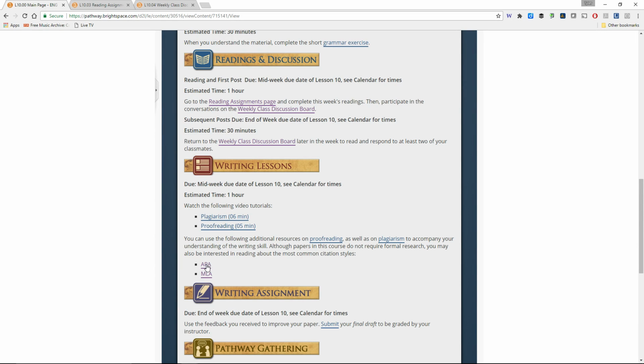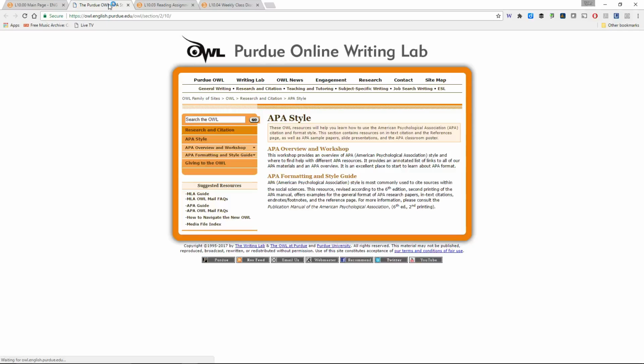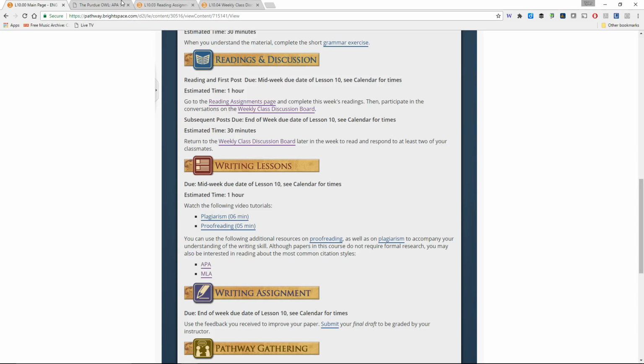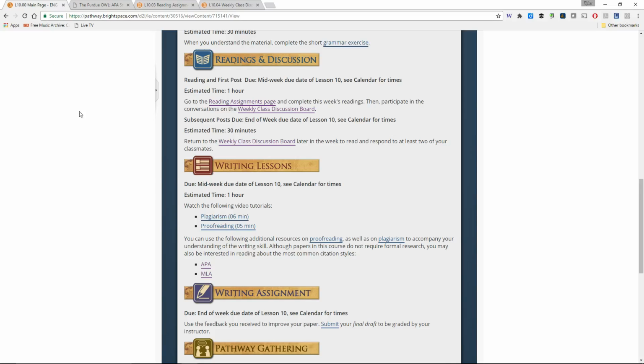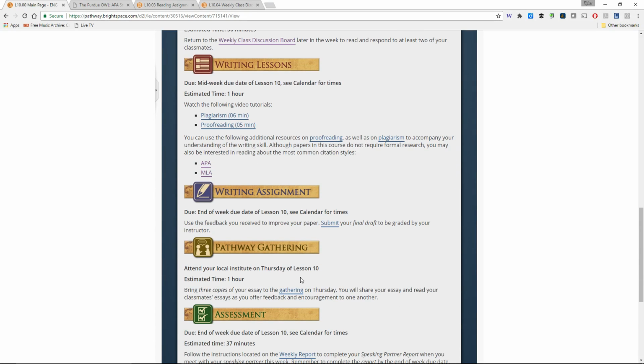You can read about APA documentation style and MLA documentation style on the Online Writing Lab at Purdue. Really excellent resource. I turn to this often myself, and I refer students to it frequently. So really good things there in terms of both APA and MLA formatting. So just some important things to keep in mind there.